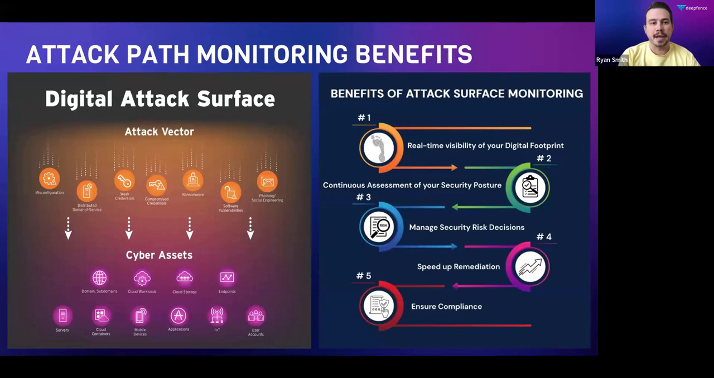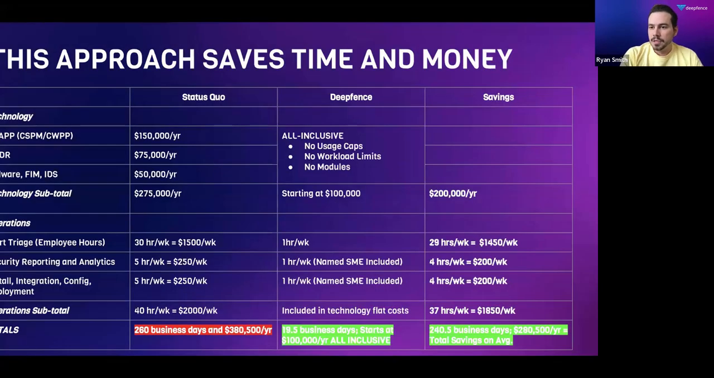The last thing I'll cover is, we've talked about the alert fatigue benefits, 97% reduction, which helps ultimately converge along these items, right? Which is, you're spending less time triaging. That 30 hours a week becomes an hour a week. So for your average SOC employee, you're saving $1,500 a week of people costs just on that.